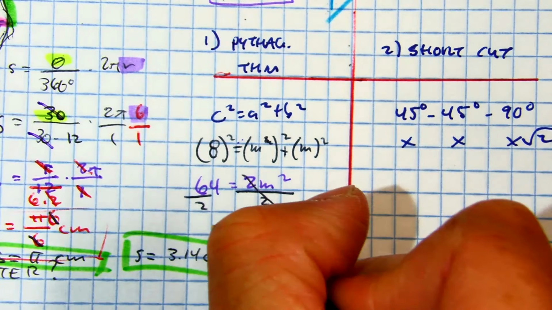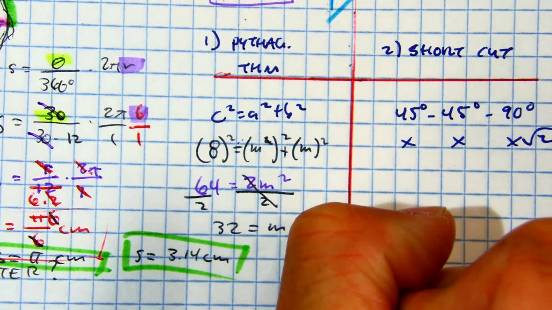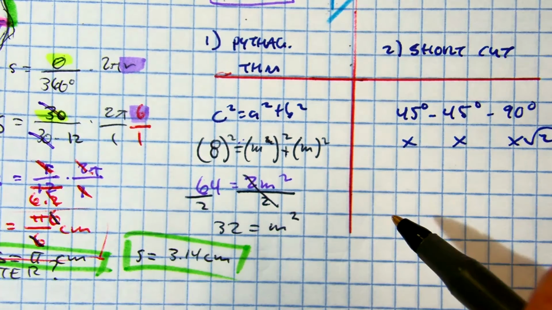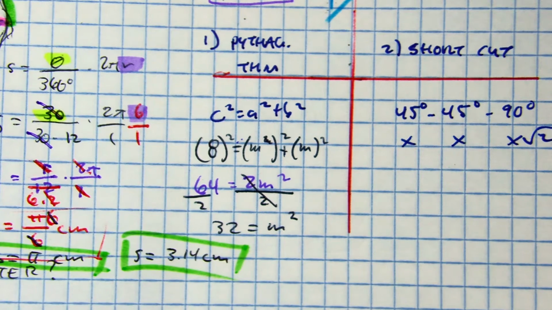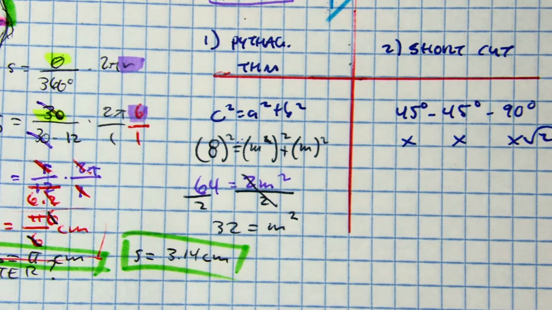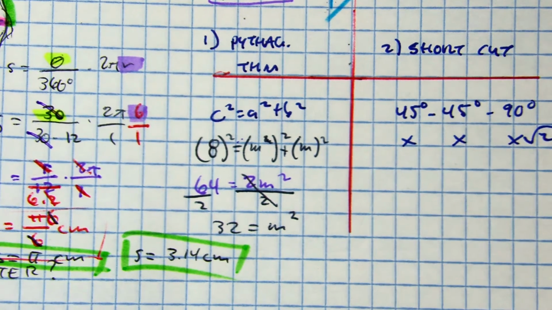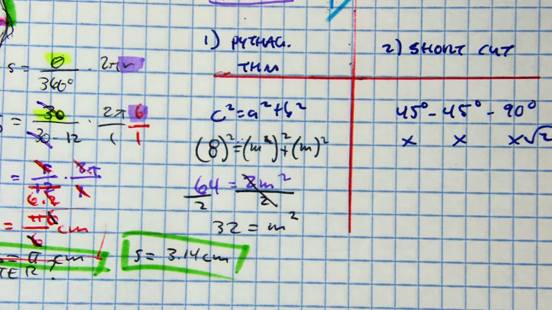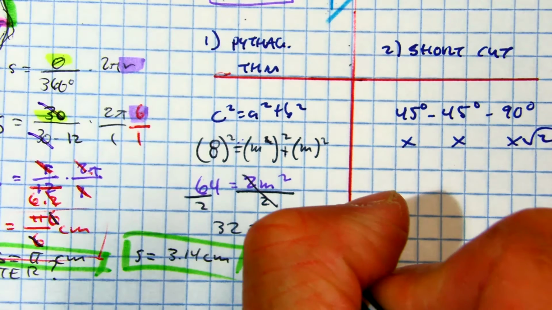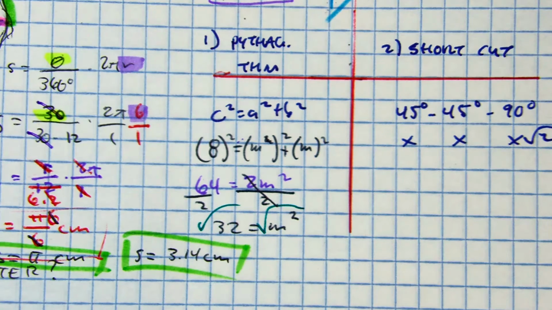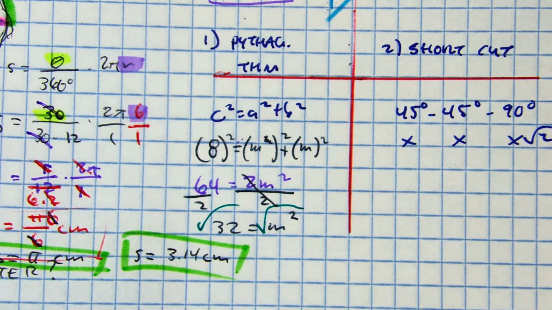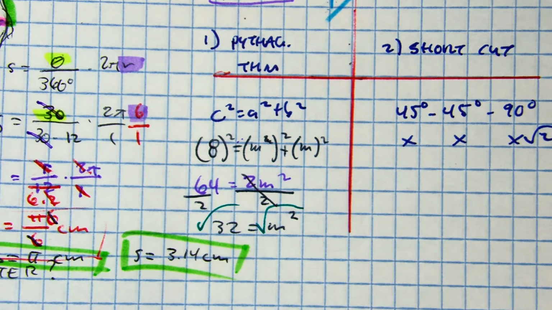So now I have 32 equals m squared. Partner A, tell partner B the factors, numbers that multiply, to be 32. And we're looking really for a perfect square. Tell your partner. Class, could you use 4 times 8? You can, but there's a better one. What is it?